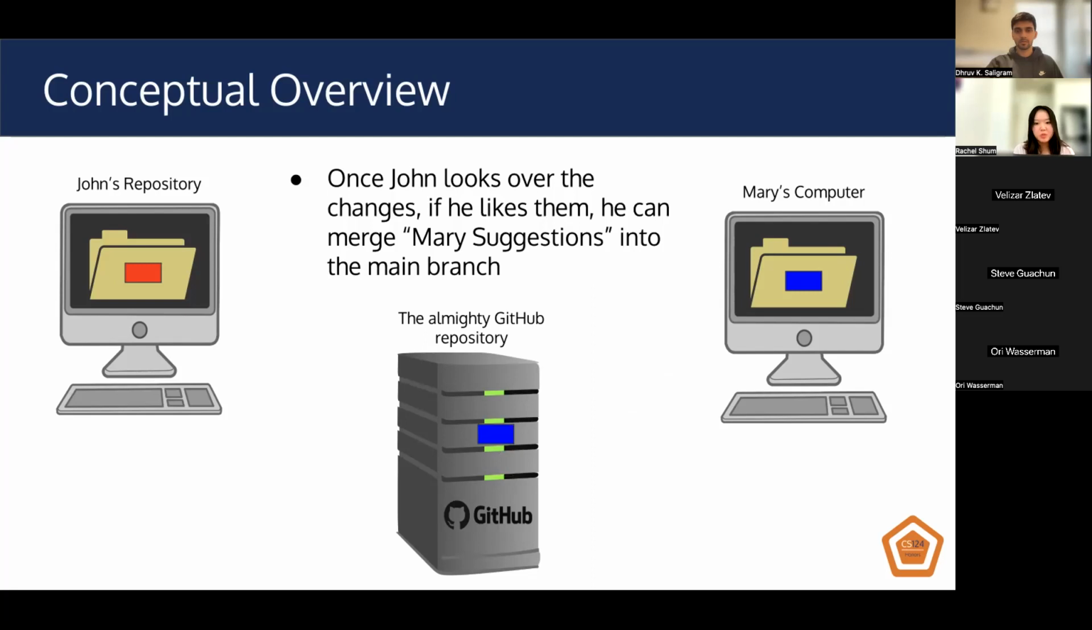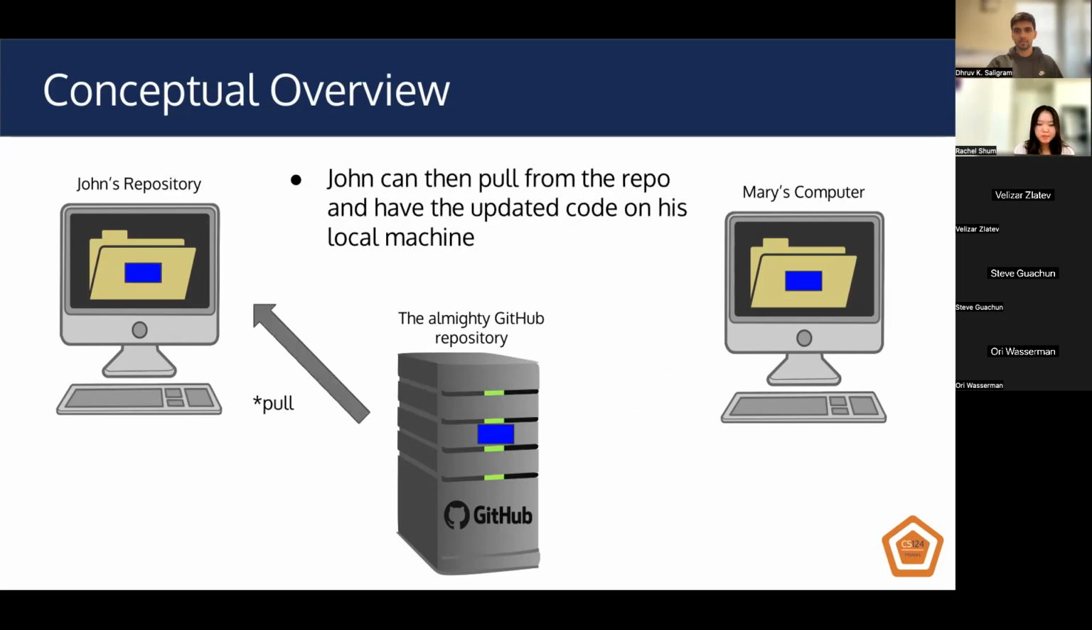And now John will look over the changes. He can see if he likes them or not. Then he can do something called merging, which is essentially taking Mary's changes and applying them onto the main branch, which is what John was working on. And now John can pull from the repository and have the updated code on his local machine.